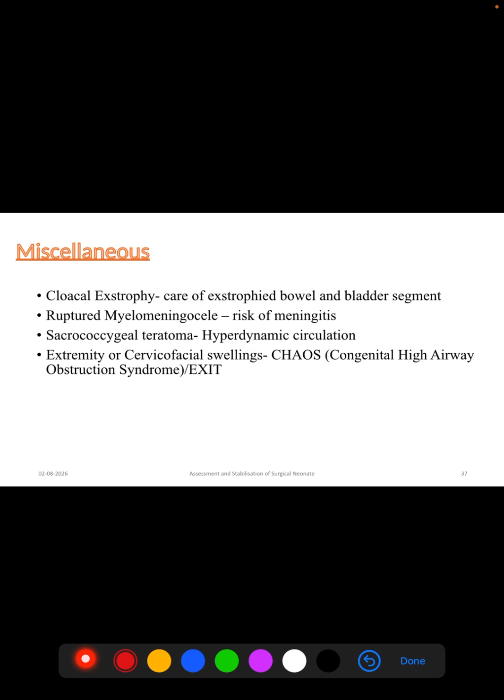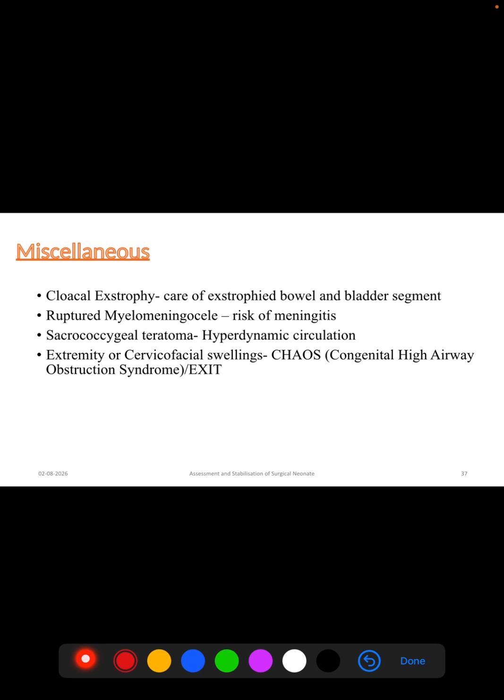Then there are a few miscellaneous conditions. Cloacal exstrophy, you have to do the care of exstrophied bowel and bladder segment. And when you are looking at a ruptured myelomeningocele, you have to cover that. You have to prevent meningitis.